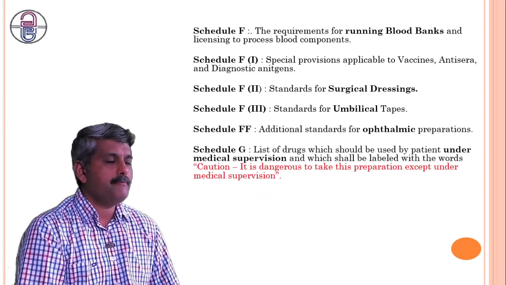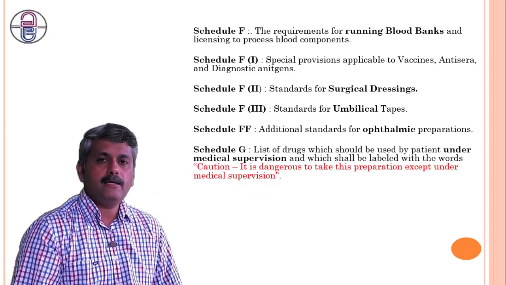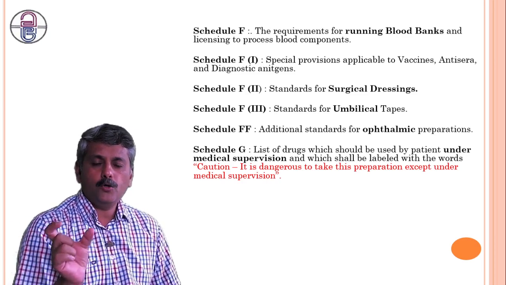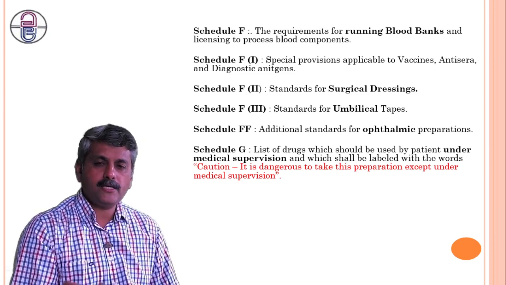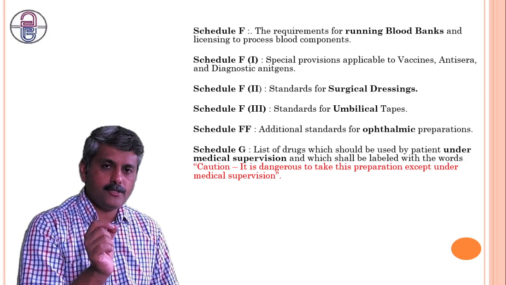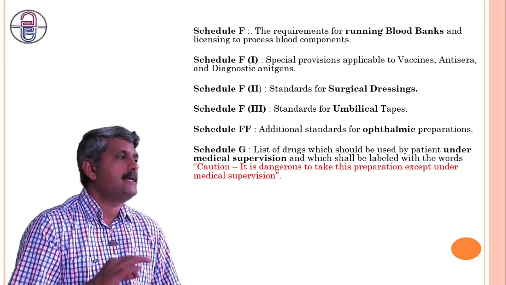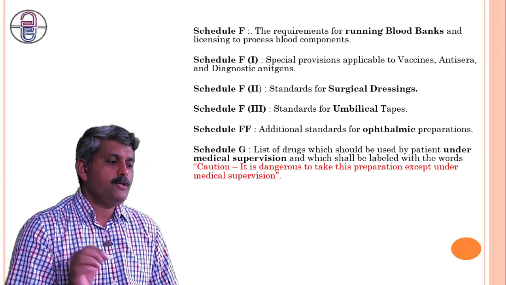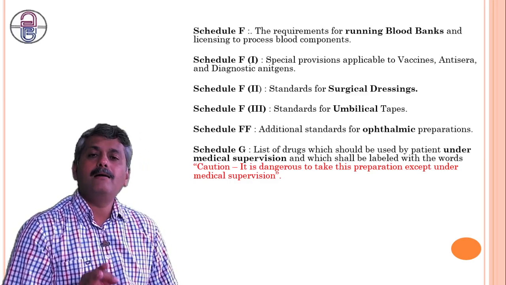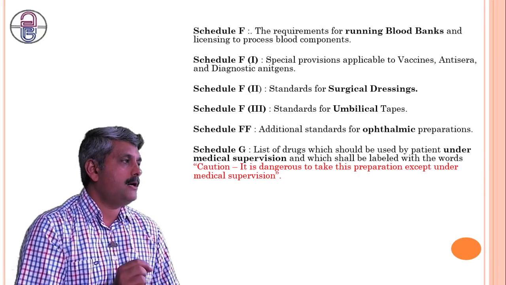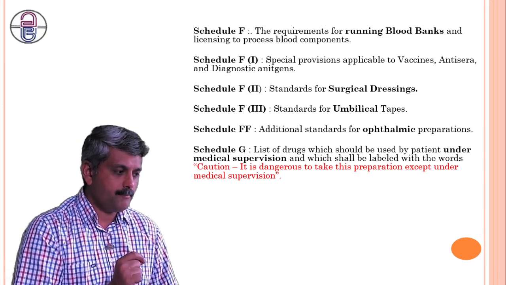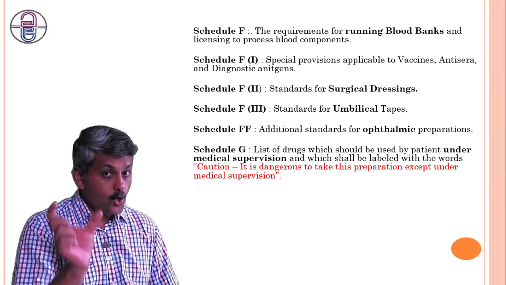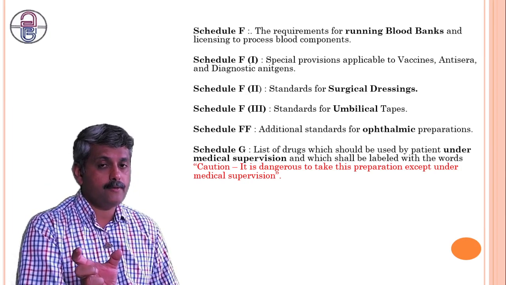in Schedule FF. Now next, very commonly we observe this Schedule G on different types of dose formulations, some tablets, some injectables, where they have mentioned Schedule G. What is Schedule G? It is a list of drugs which should be used by the patient under the supervision of a medical person, and which shall be labeled with the word caution.